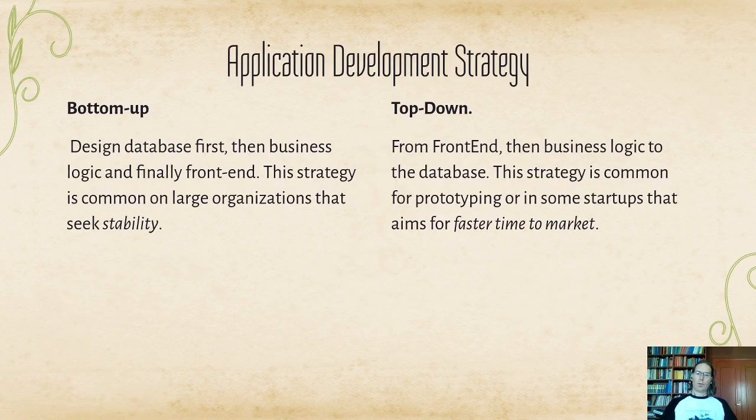So the first question is how I should develop an application, which strategy? Should I use bottom-up or top-down? Bottom-up means that you start designing the database first, then the business logic, and finally the front end. This strategy is common among large organizations that seek stability. Top-down, on the contrary, means you start by creating the front end first, then the business logic, and then the database. This is common for prototyping or in startups that aim for faster time to market.